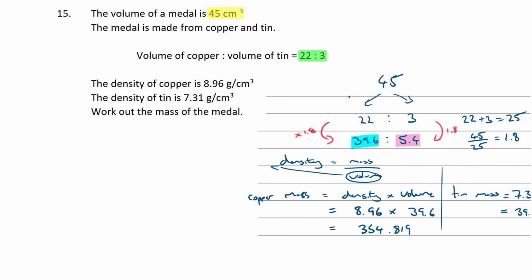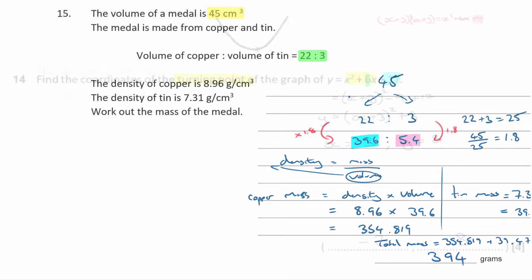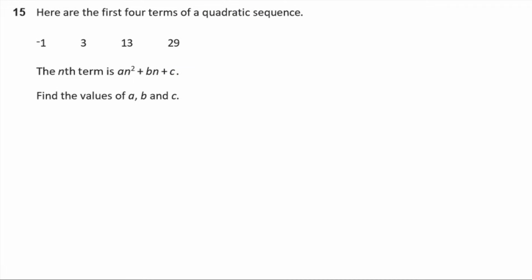Okay, so then the total mass is going to be those two added together. Total mass is 354.816 plus 39.474. So adding those together, that comes out to be 394.293. Just going to round that off to three significant figures now. Going to use the first three digits then, 394 grams.